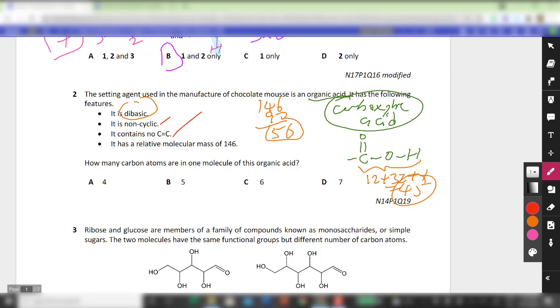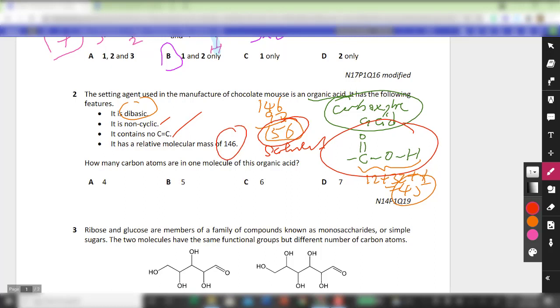It doesn't contain any C=C double bond, so that means this 56 must be saturated. Of course, saturated in the sense of just that middle portion, because the carboxylic acid group is definitely not saturated due to the C=O double bond. And then the Mr, I think we have used this particular data.